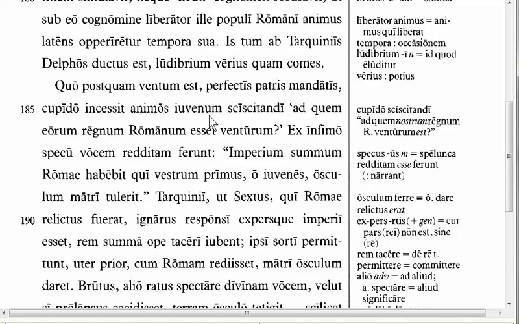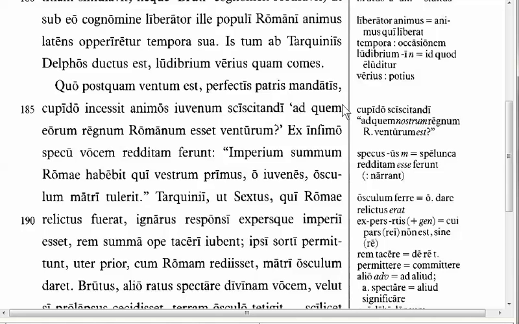So the new feature here is we have the cupido sciscitandi, the desire of asking. Here we have an example of a gerund, sciscitandi, acting as a genitive with cupido, the desire of asking. The desire of asking filled the spirits of the young men. Remember that the gerunds have an active sense, right? The desire of asking this question. So the question acts kind of like an object here.